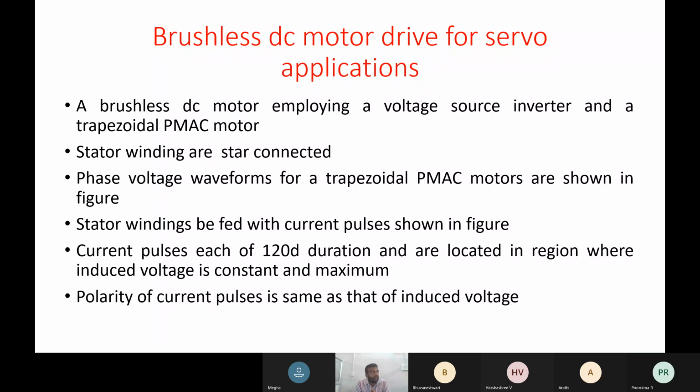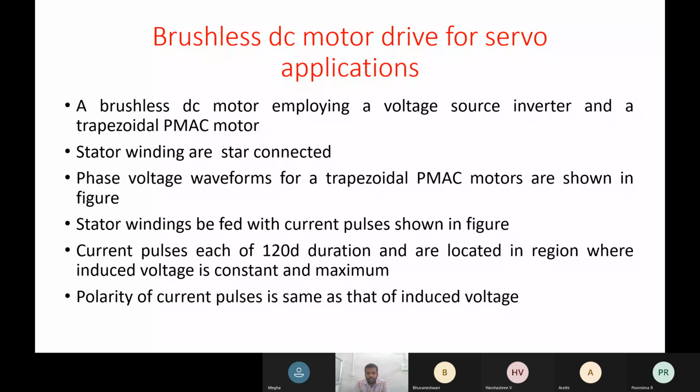So these are the total voltage waveforms: what is IA, what is IB, VA, VB. Everything will be there in the waveform. The connection will be like that. The brushless DC motor will have one voltage source inverter and a star connected stator.